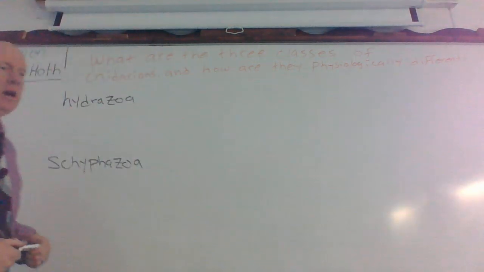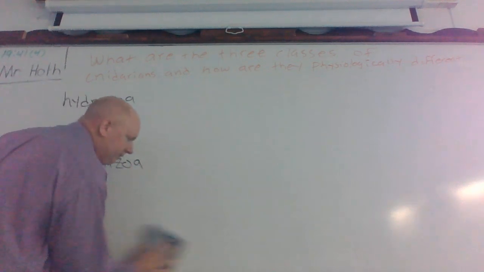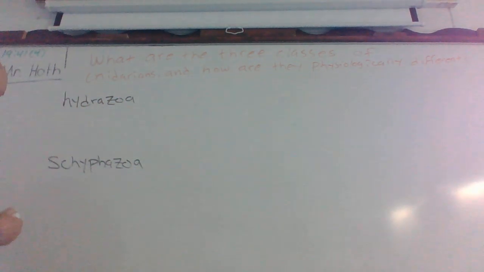Okay, so some of what you want to be able to know is your three classes of cnidarians, and you correctly said Hydrozoa, Scyphozoa, and then the sea flowers are known as who? Your Anthozoans. All right.